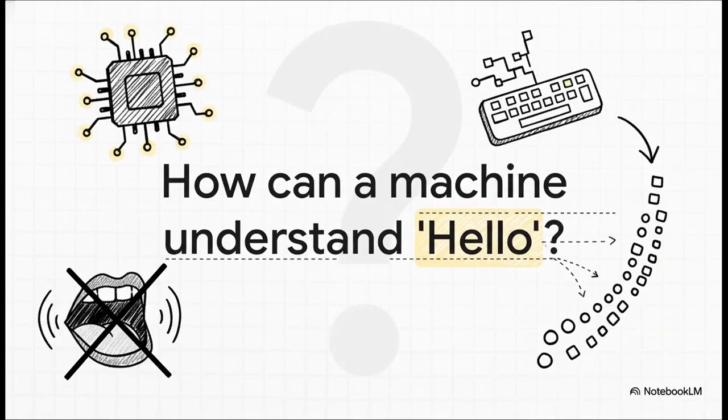I mean, really think about it. How on earth does a machine that's just a bunch of metal and plastic and silicon, how does it understand a human word like hello? It doesn't have a brain like we do. So what's really going on under the hood when you type those 5 letters?